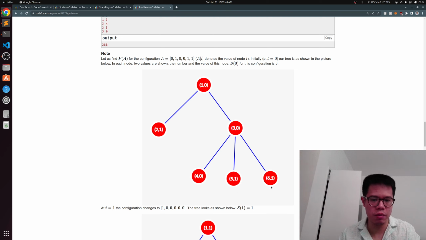Everything slides up, every value kind of slides up one at a time. And then in the fourth second, it'll be zero. And then fifth, sixth, and so on, it'll always be zero.